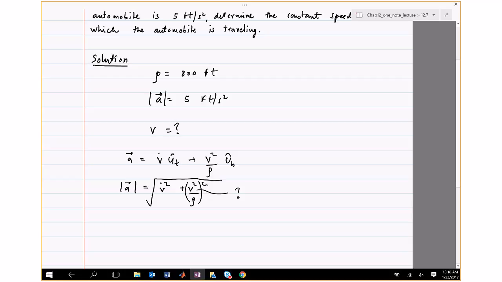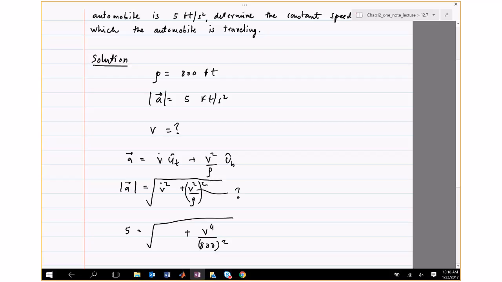You know what rho is. It's 800 feet. Okay. You know what the acceleration is. It's 5. So V squared, so V raised to 4 divided by rho squared. So it's 800 squared. And so you don't know what V dot is.